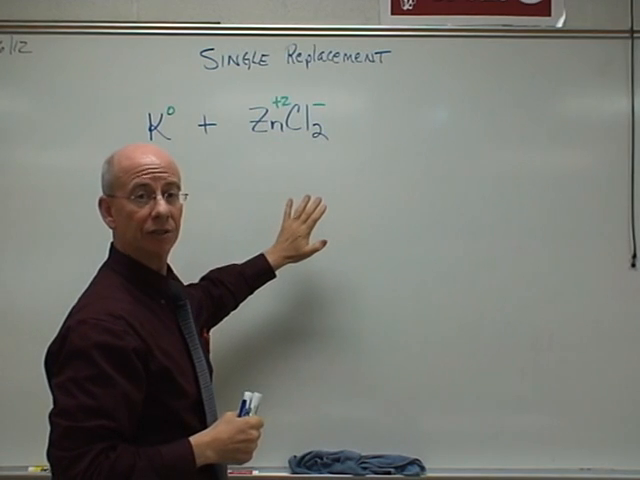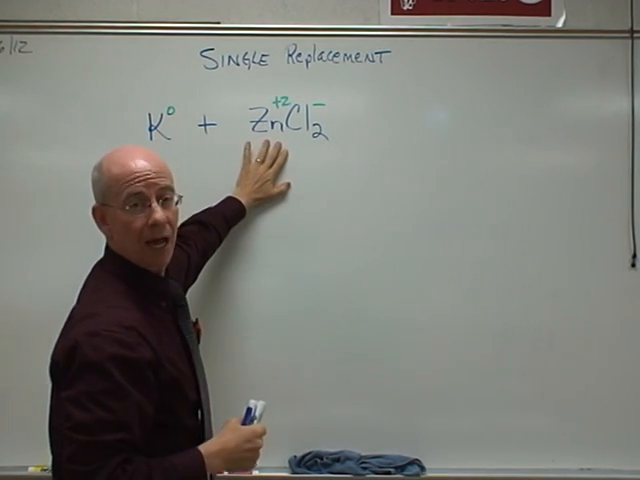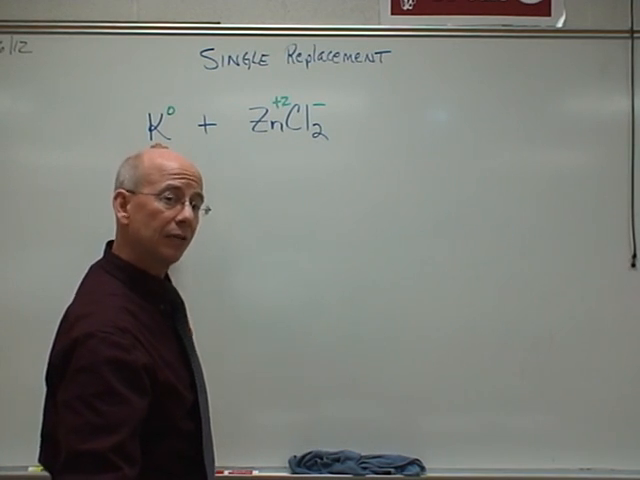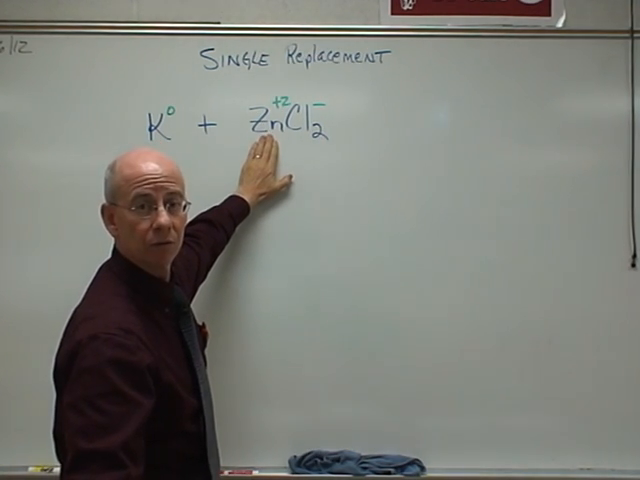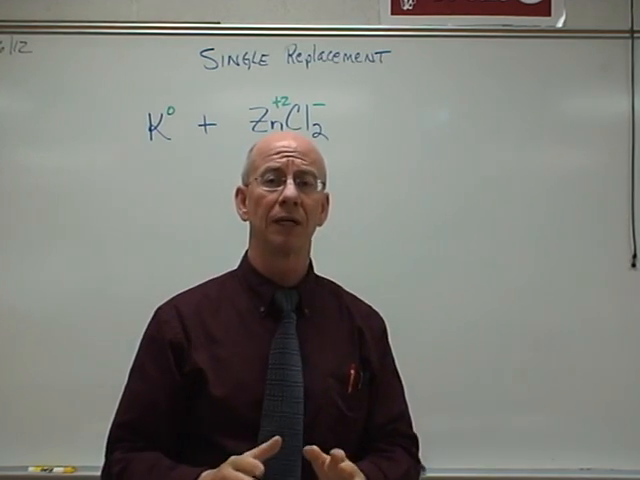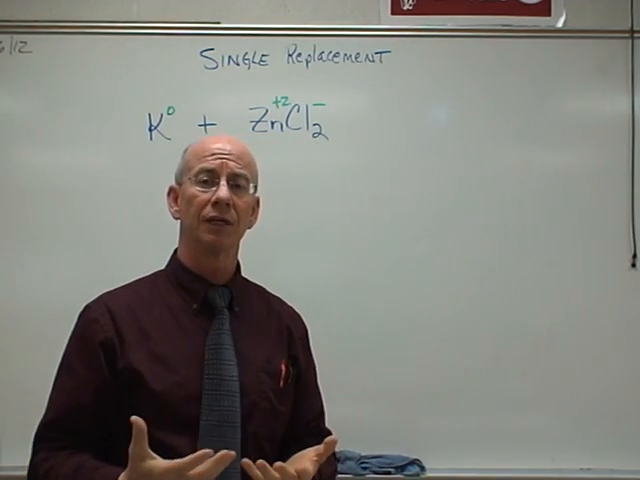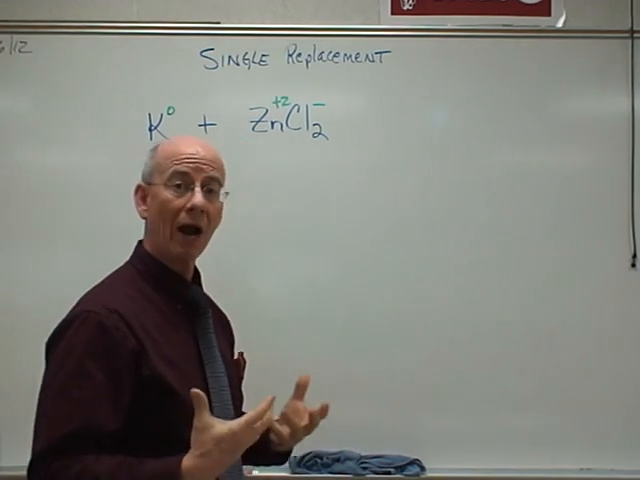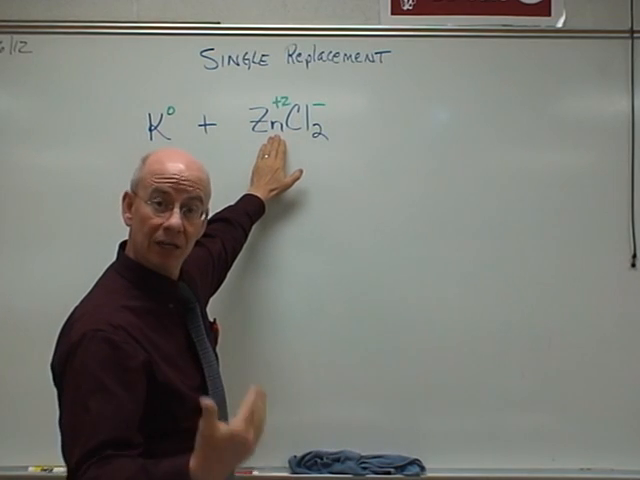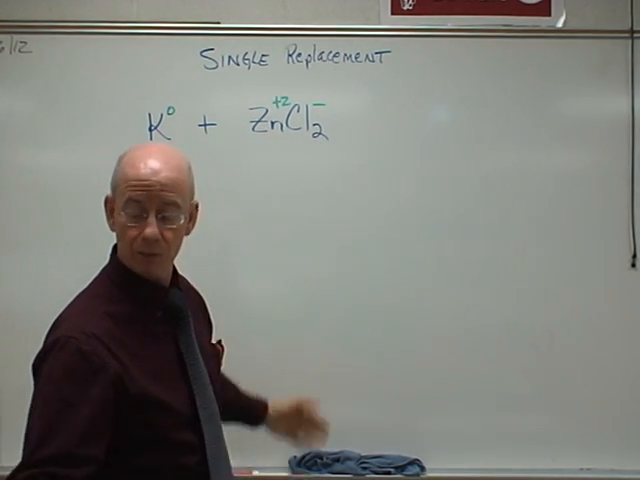Now, the question is, what's going to happen here? Potassium's a metal. So if it's going to replace anything, it will have to replace a metal, which would be zinc in this case. Why would potassium replace zinc? The answer is you need to have a more active metal. Is potassium more active than zinc? If it is, it will replace it. So how do we know?